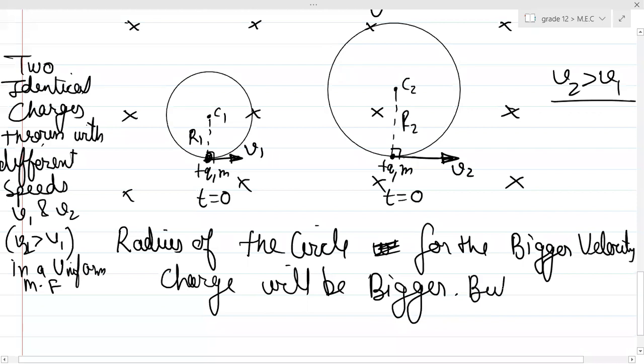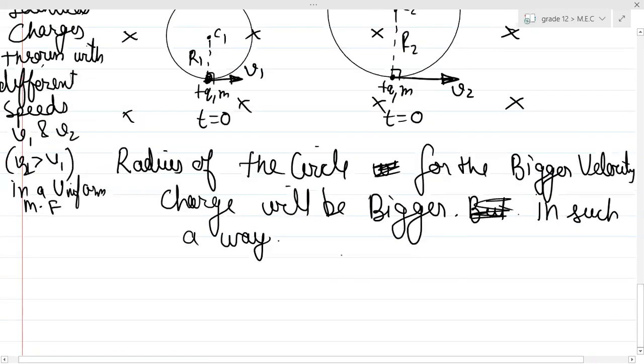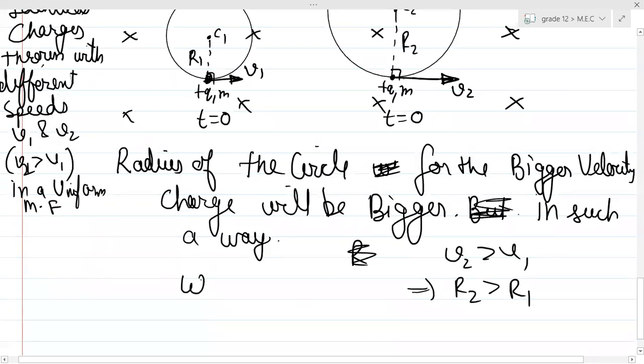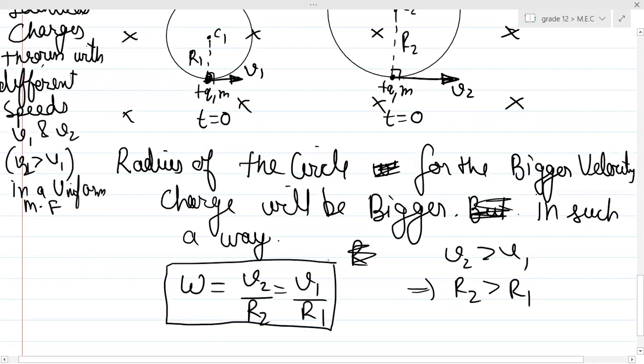but in such a way. You remember this, guys? Since V2 is greater than V1, then automatically R2 will become greater than R1. That implies they should be in such a way that this ratio remains constant. Sir, what do you mean by this?